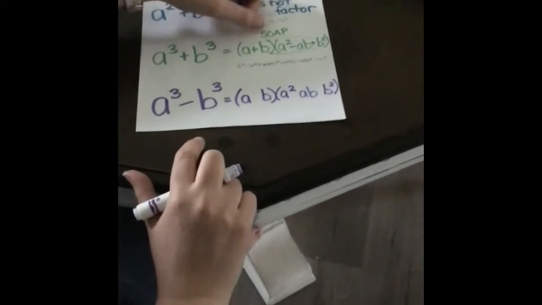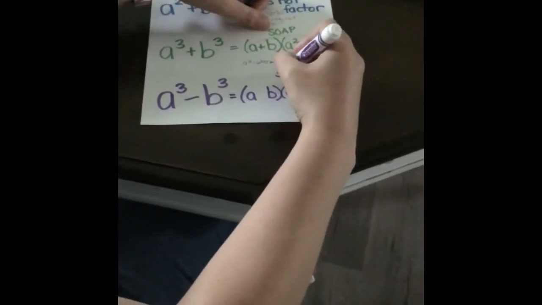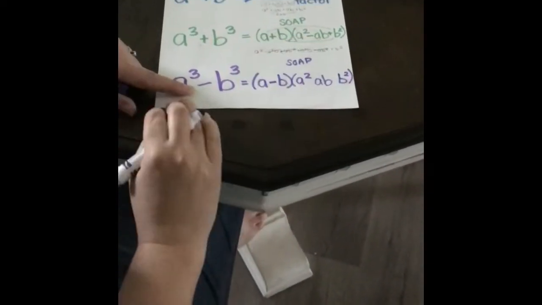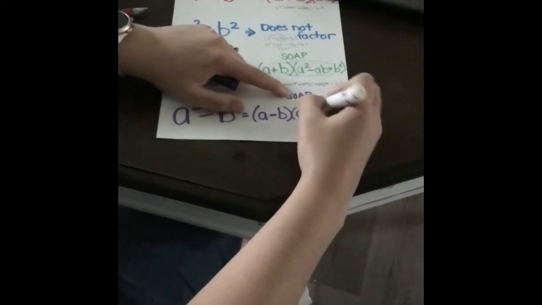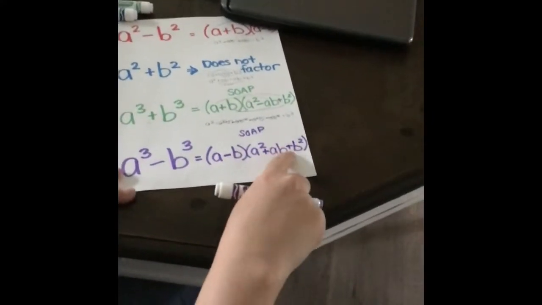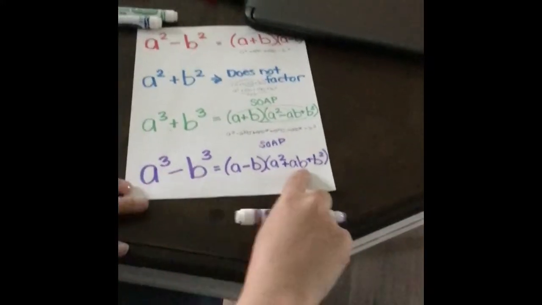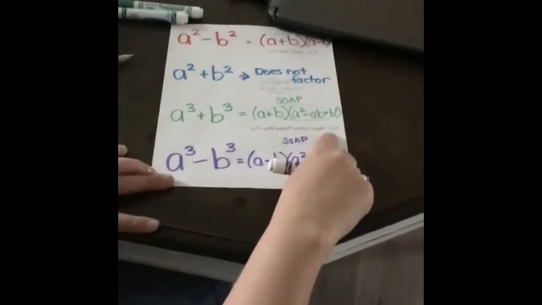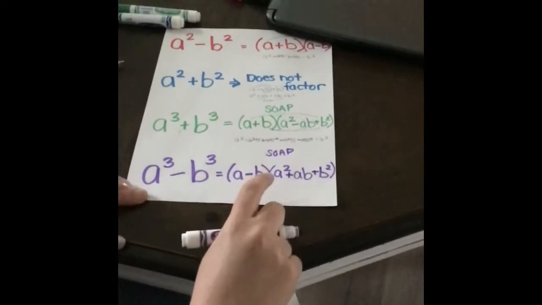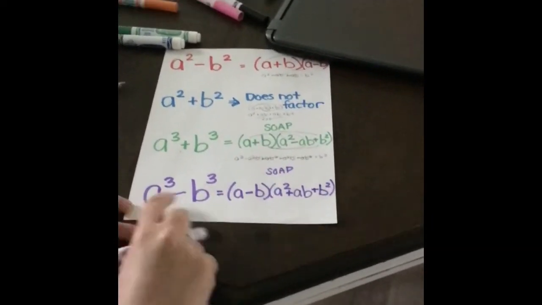Same process for signs here, so we still use that SOAP. So same would be minus, opposite would be plus, the last one is always positive. So same, opposite, always positive. And again, if I multiplied it out, I'm not going to take the time to do that again, but if I multiplied it out similarly to the way things canceled here, they would do the same thing here and leave me with my a cubed, b cubed.